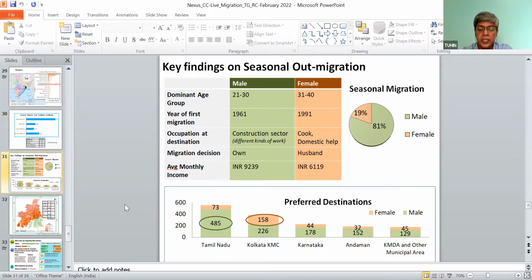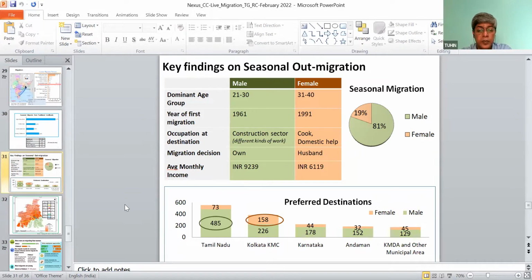And the key findings from the seasonal out-migration: for the male, the dominant age group is 21 to 30, while for the female it is 31 to 40. The year of the first migration is 1961, and in the case of female, that is 1991. Mostly the male people are engaged in the construction sector because they don't have any other skill. There is a lack of skill generation in this area. So they become engaged in the construction sector as casual labor. And the female do the same kind of thing in the urban area. They are doing cooking and domestic help.